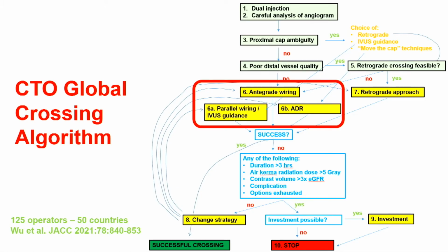Step number 6 is antegrade wiring. So if you have no ambiguity and you have a nice big distal vessel, then you're going to start with the antegrade approach. Antegrade wiring is the most commonly used and the staple of CTO PCI. And actually success has been going up with new equipment, new wires and microcatheters. If it doesn't work, you have different antegrade crossing attempts. One is the parallel wiring, the other is the ADR. I know some people on the panel are allergic to parallel wiring, but we'll discuss this later on.